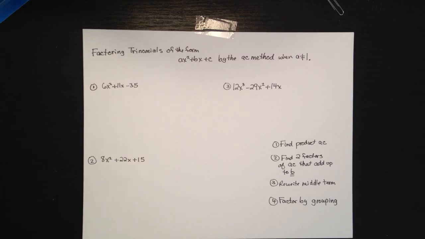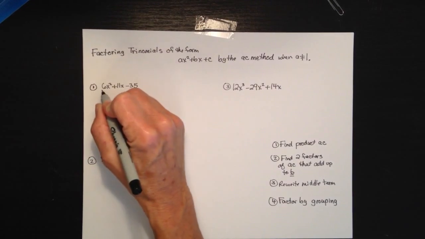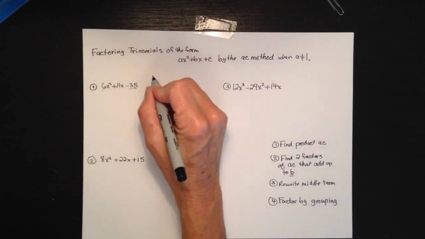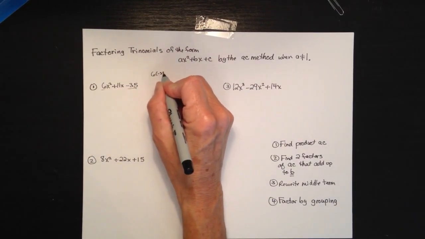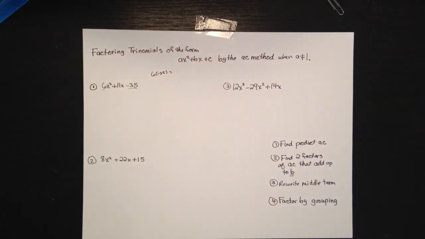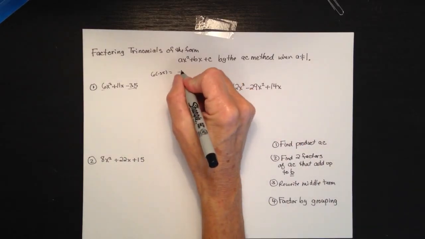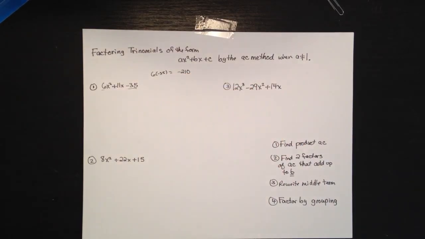Number 1 is to find the product a times c. So let's do that with the first one. The first thing we want to do is find the product a times c. So we take, this is a and this is c, 6 times negative 35 and we multiply that together, and we find out that that is negative 210. You can use your calculator or just your brain to figure out that 6 times negative 35 is negative 210. That's a times c.